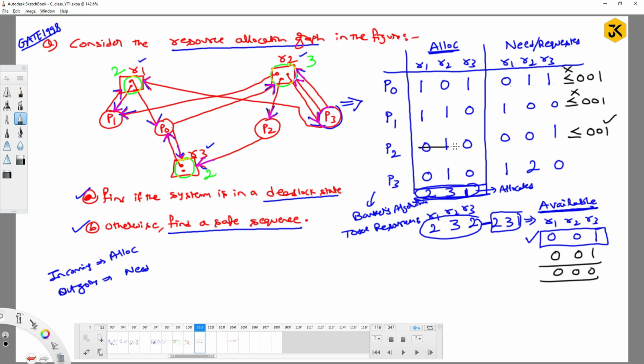the allocated. Right? Already we are having 0 1 0 as the allocated. If you add 0 0 1, what are you going to get? 0 1 1. Right? Then what about the need? Need will be modified as 0 0 0, guys.